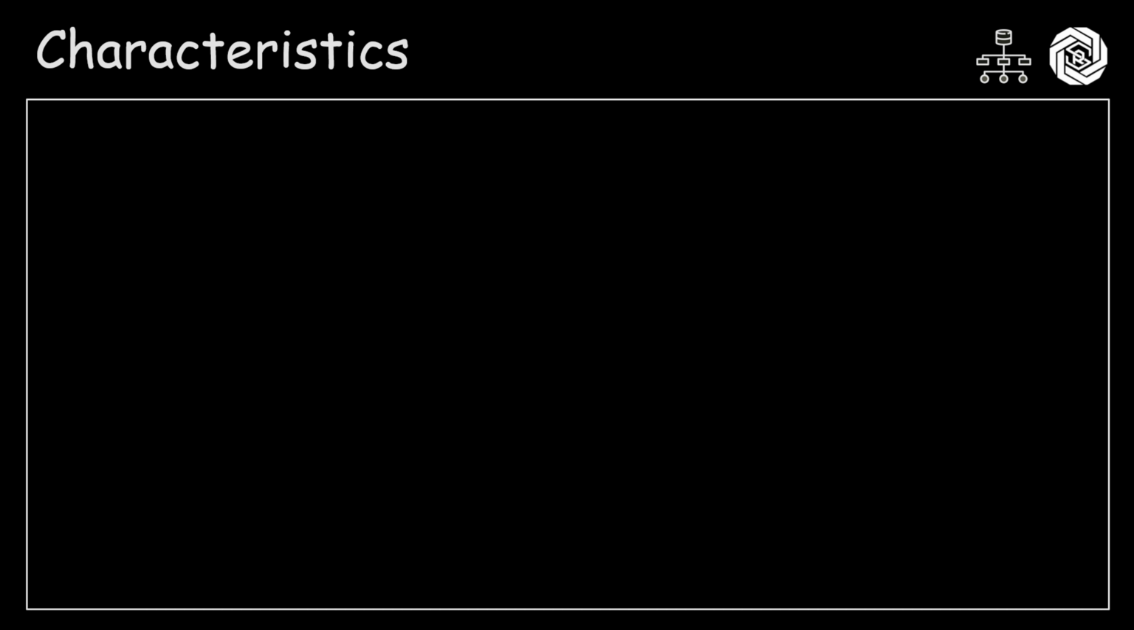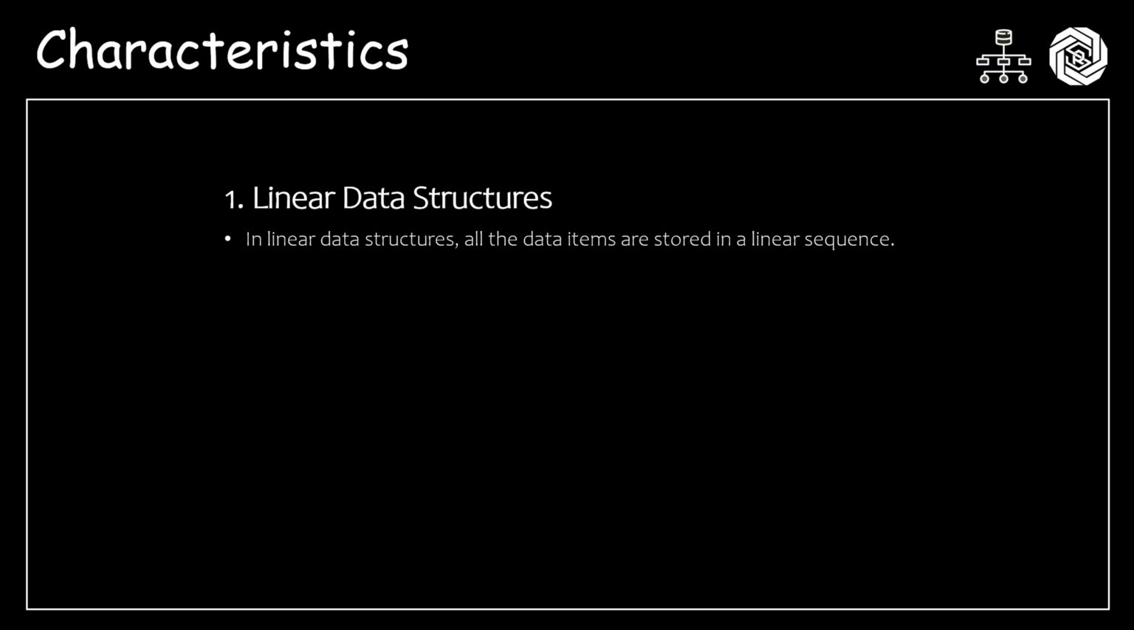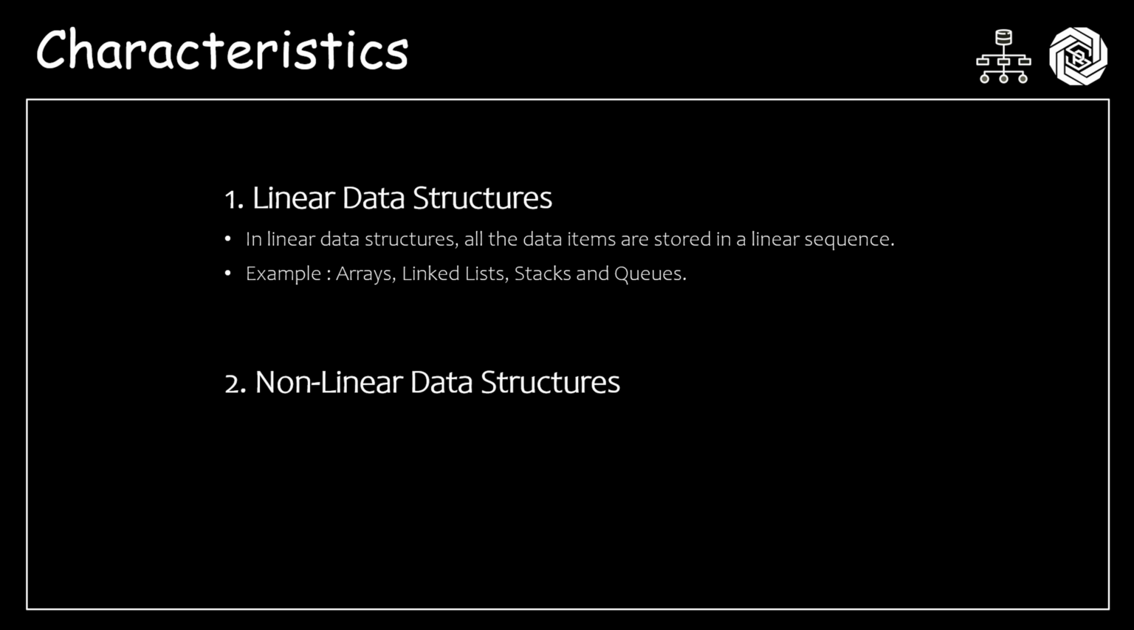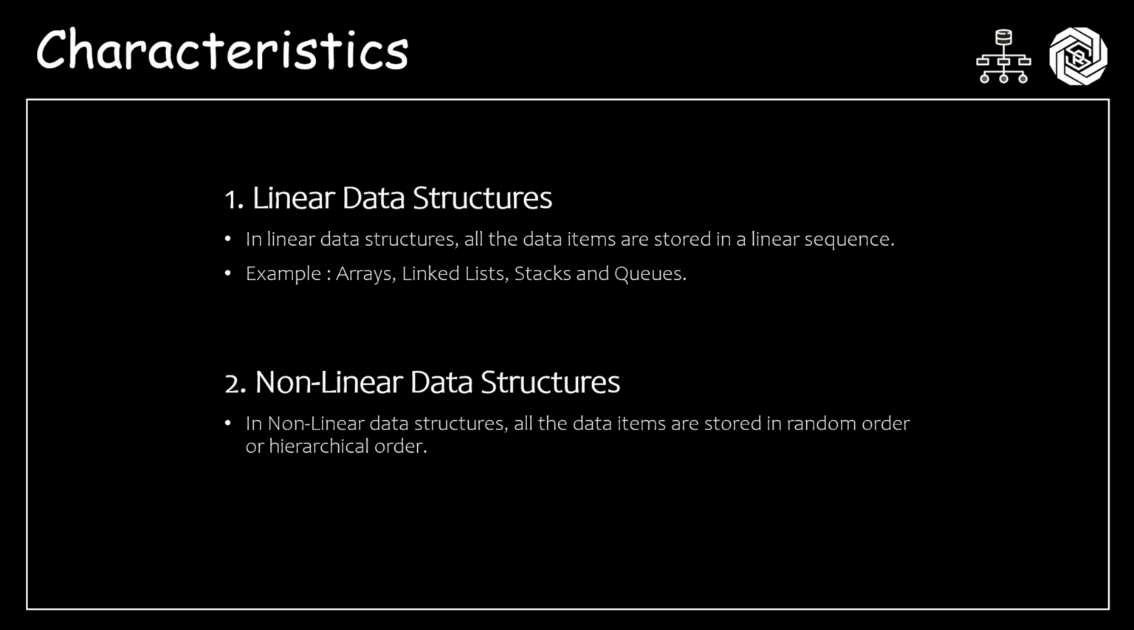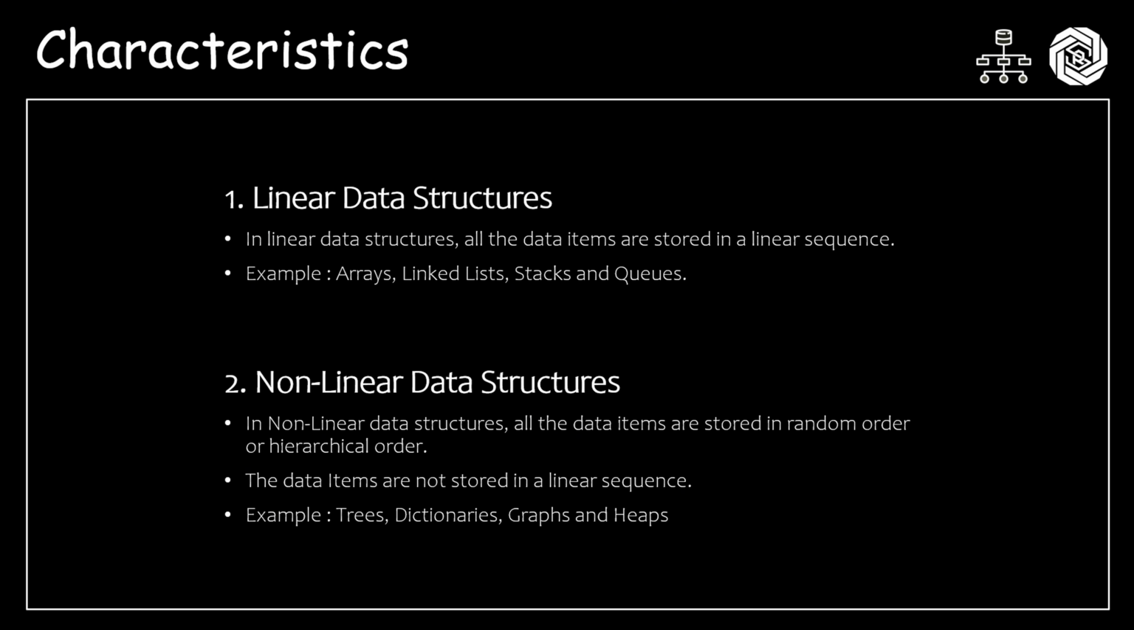Now let's look at some important characteristics of data structures. Linear data structures. In linear data structures, all the data items are stored in a linear sequence. Examples: arrays, linked lists, stacks and queues. Nonlinear data structures. In nonlinear data structures, all the data items are stored in random order or hierarchical order. The data items are not stored in a linear sequence. Examples: trees, dictionaries, graphs and heaps.